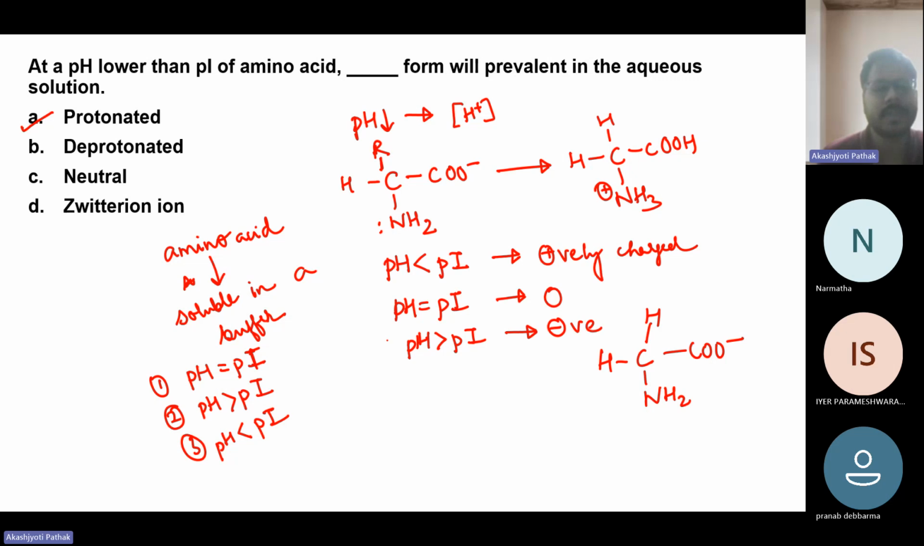For example, the pI is 8. If the pH is high, then it will be negatively charged, right? And if it is less than the pI, then it will be protonated and positively charged.